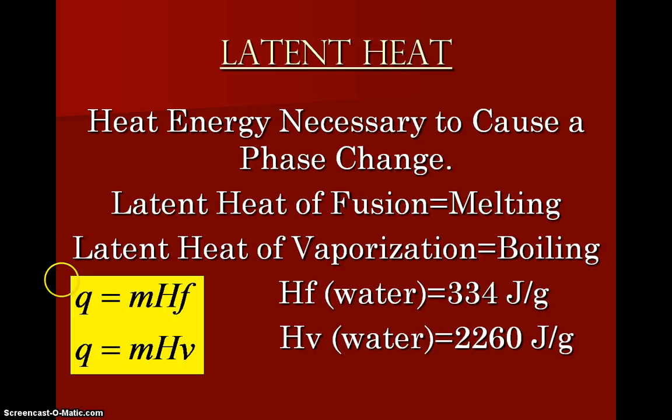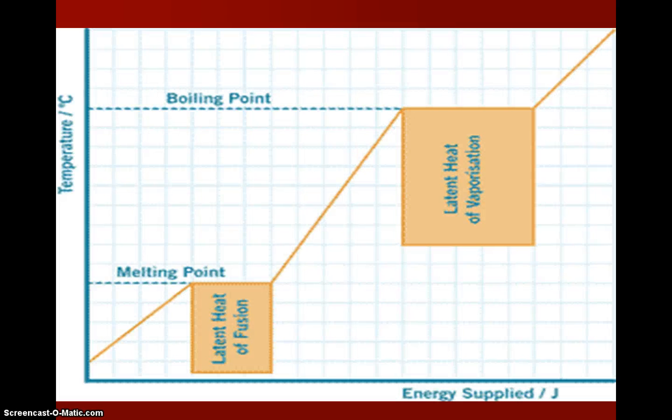So the equation is that Q, don't worry that it's a little q versus a capital Q, is equal to mass times the heat of fusion. So the more matter you have, the bigger the mass, the more energy it's going to take. So mass times this constant value gives you the heat, the energy that it takes to undergo the phase change.